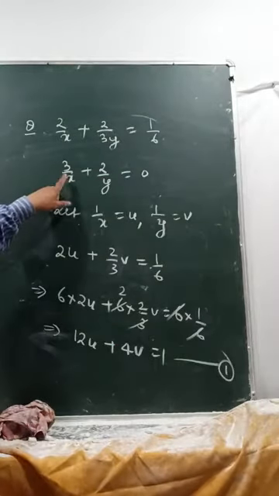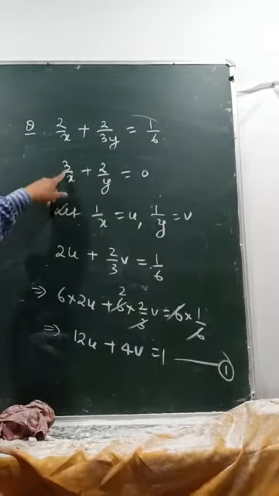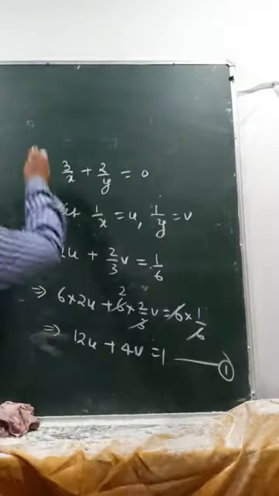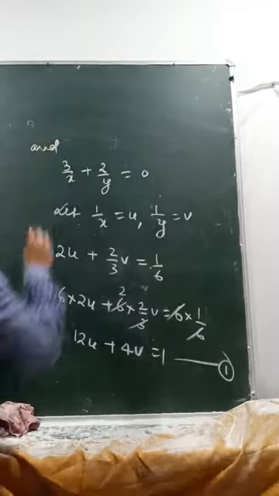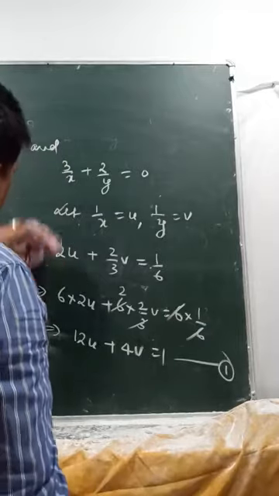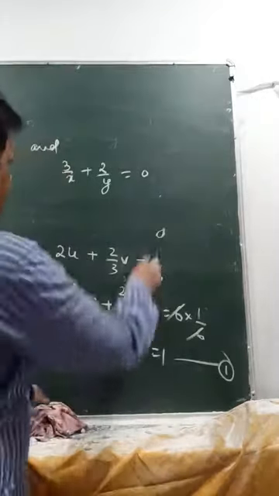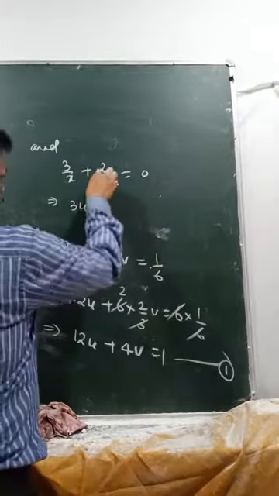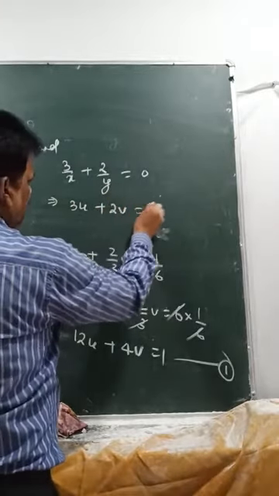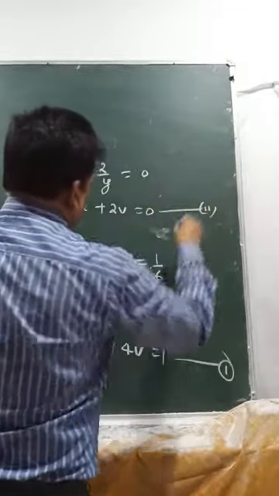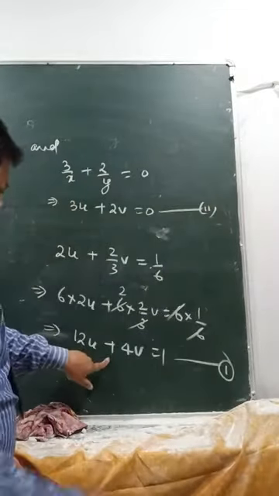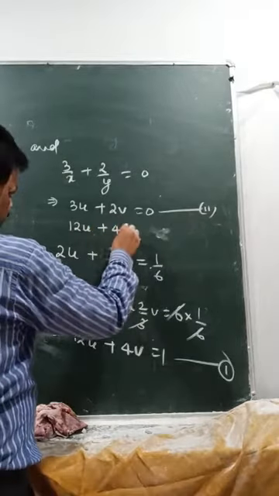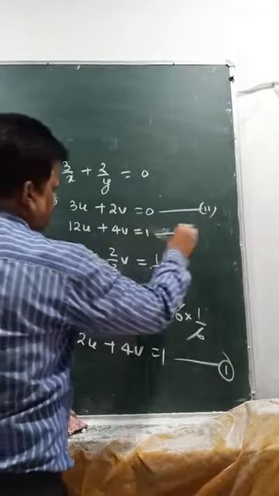Okay, again look here. 3 by x, second equation, and 3 by x. So 3 by x will be how much? 3u plus 2v equals 0. Equation number 2. So below this you can write your first equation: 12u plus 4v equals 1.